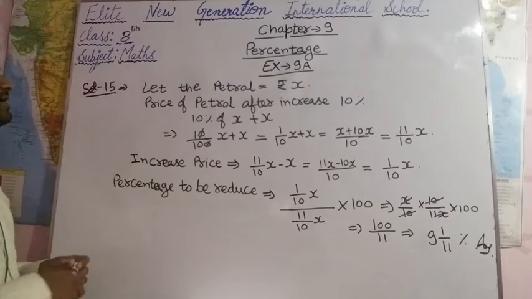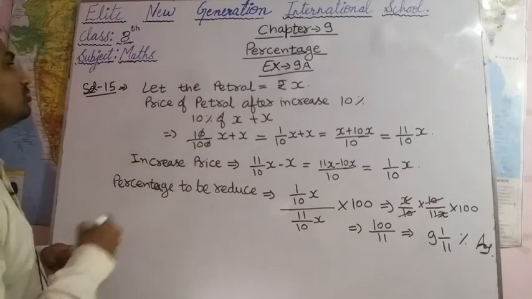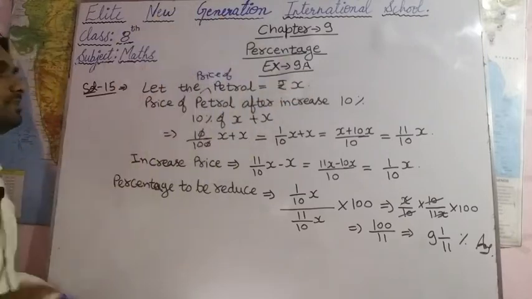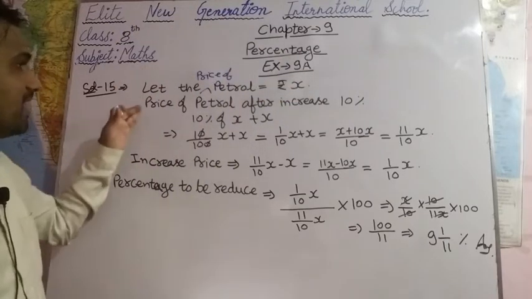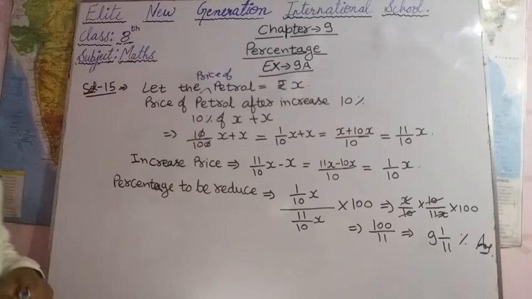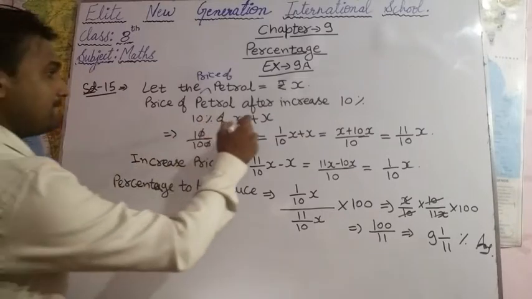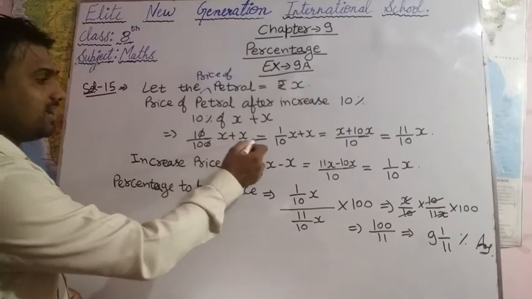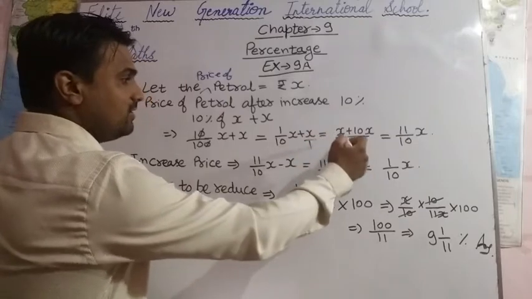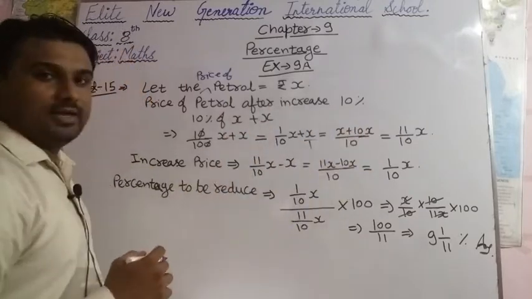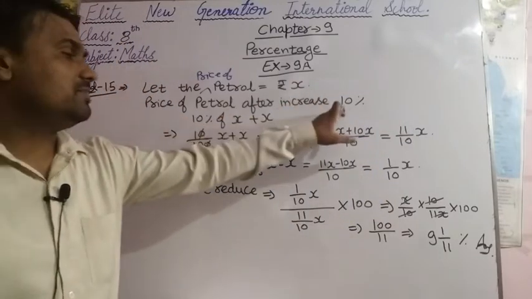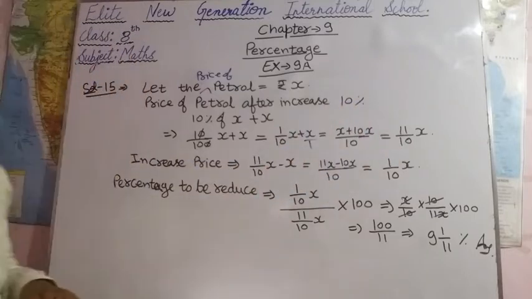So here we take the price of petrol to be rupees x. The price of petrol after a 10% increase will be 10% of x plus x. So 10 upon 100 x plus x is 1 upon 10 x plus x. By taking LCM, we can write x plus 10x upon 10, so it will be 11 upon 10x. So after a 10% increase, the price will be 11 upon 10x rupees.